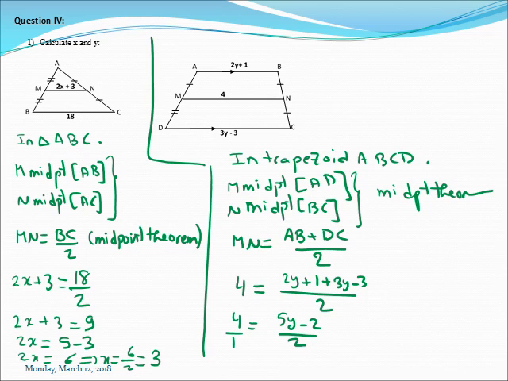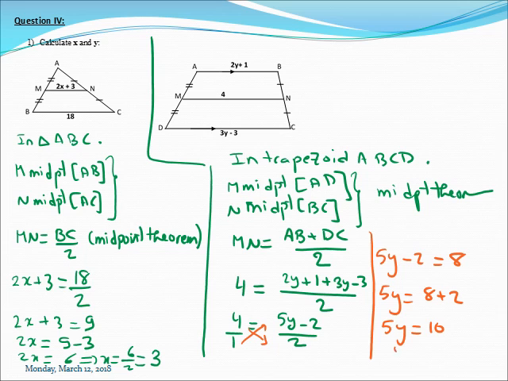Cross multiplication. 5y minus 2 equals 8. 5y equals 8 plus 2. 5y equals 10. y equals 10 over 5, which equals 2.